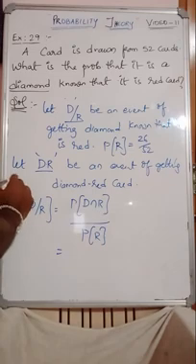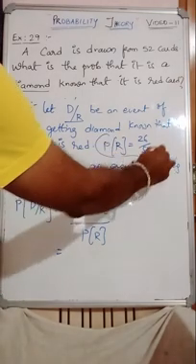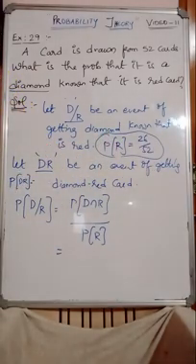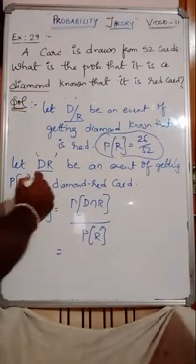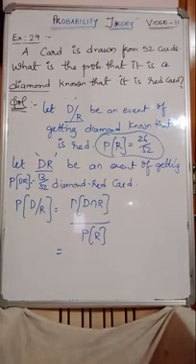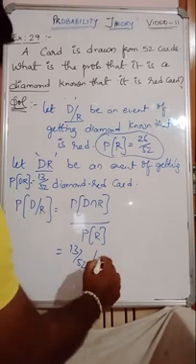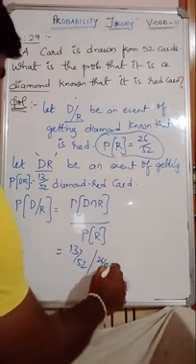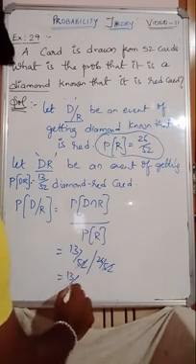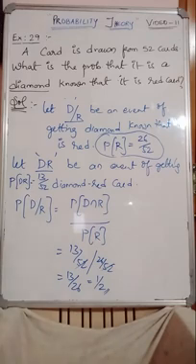Next, probability of diamond given red. How many will be there? Probability of red is 26 by 52. Diamond and red, how many will be there? 13 cards will be there. So 13 by 52. Substitute here: 13 by 52 divided by 26 by 52. So 13 by 26, 1 by 2 is the answer. You understand, guys? Very simple problem.